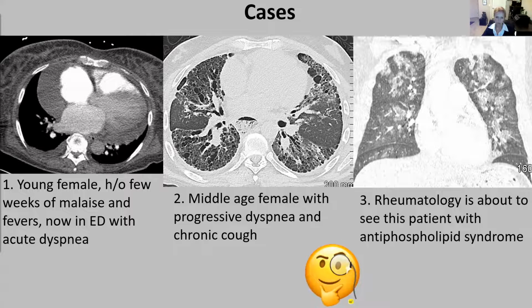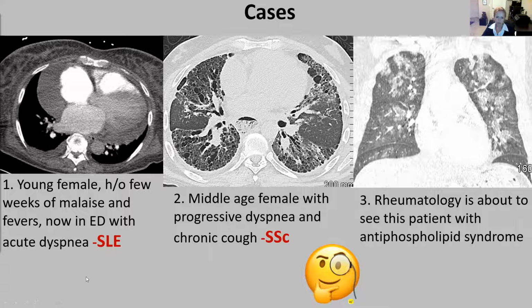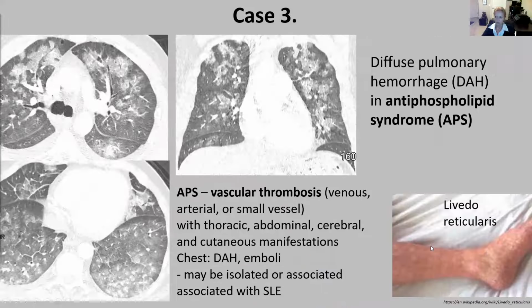So I think we can help our rheumatologists, telling them that this patient looks like may have SLE. This patient probably has advanced scleroderma with esophageal involvement. And this patient with antiphospholipid syndrome may have diffuse pulmonary hemorrhage because the most common thoracic manifestations in antiphospholipid syndrome are diffuse alveolar hemorrhage and emboli.